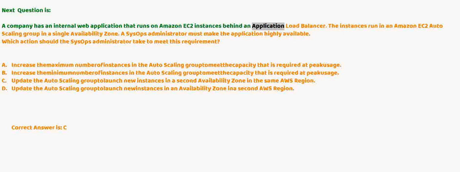Next question is: a company has an internal web application that runs on Amazon EC2 instances behind an application load balancer. The instances run in an Amazon EC2 auto-scaling group in a single availability zone. A SysOps administrator must make the application highly available. Which action should the SysOps administrator take to meet this requirement?